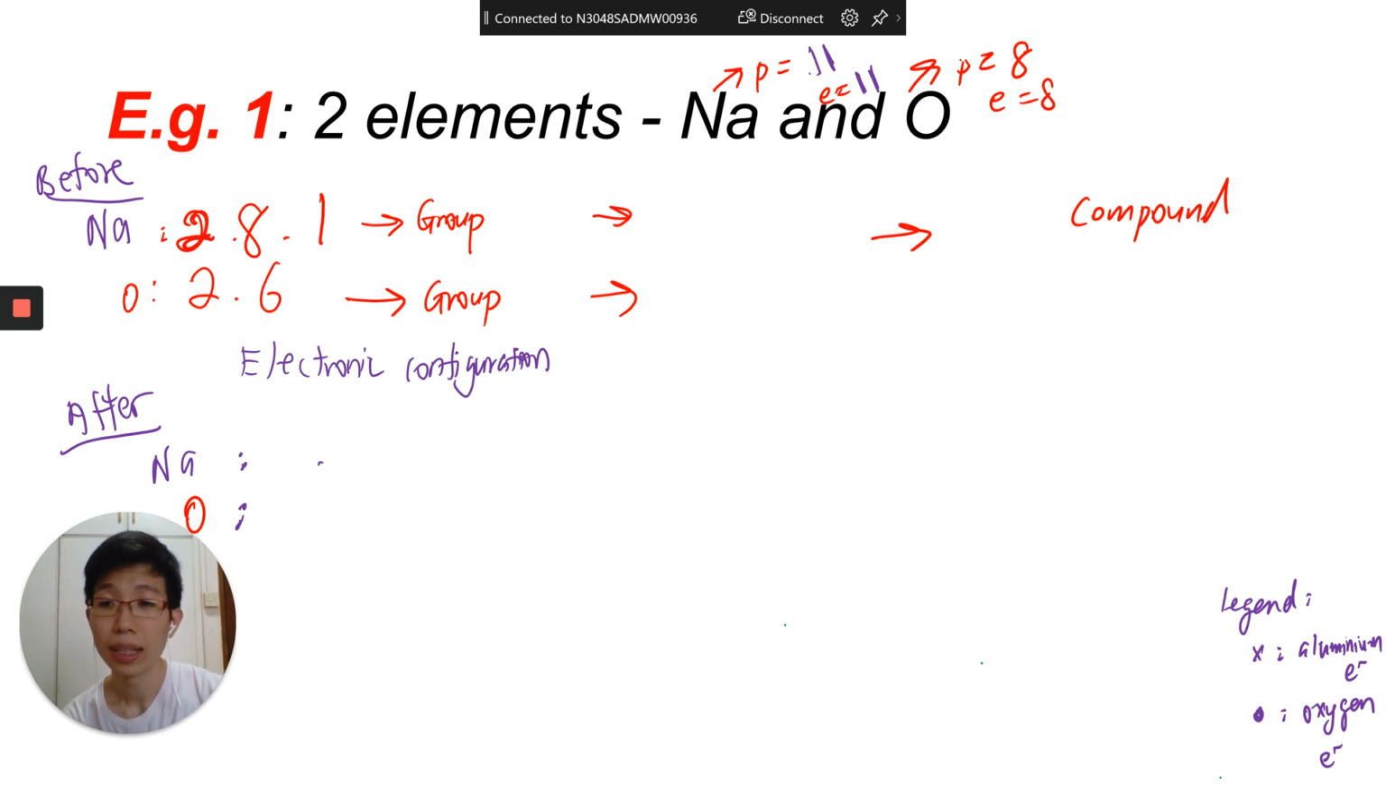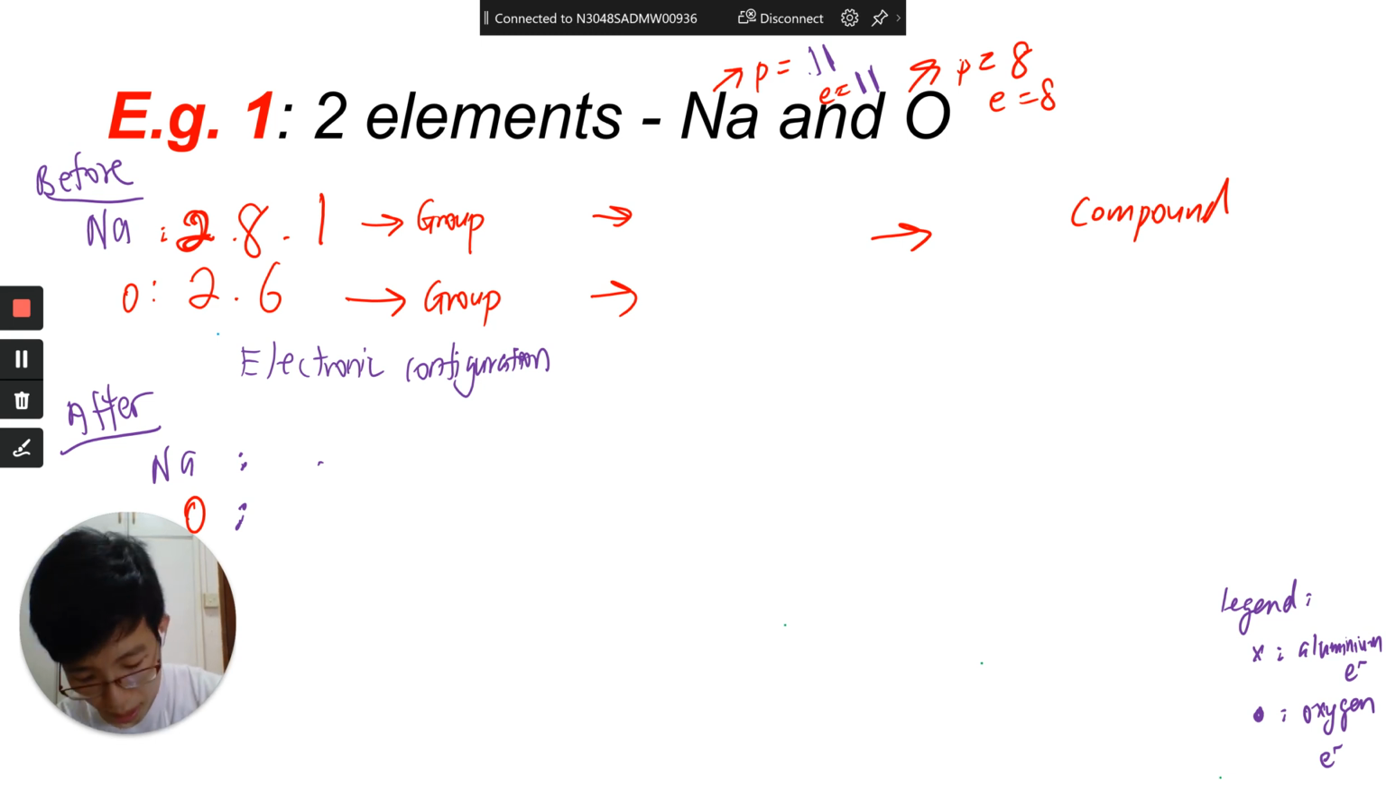By looking at the electronic configuration, we can determine the number of valence electrons. Which number do you look at to know how many valence electrons each element has? We look at the last number, because the last number represents the number of electrons in the valence shell, which is the outermost shell, the electron shell furthest away from the nucleus. So this one will be 1 electron, and this one will be 6 valence electrons.